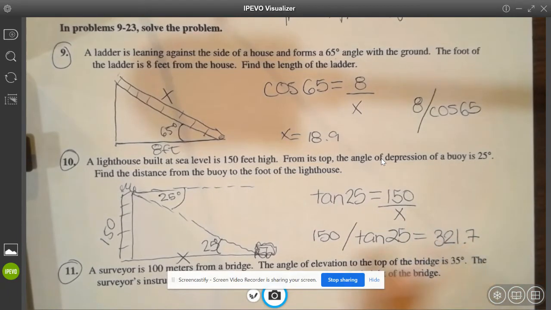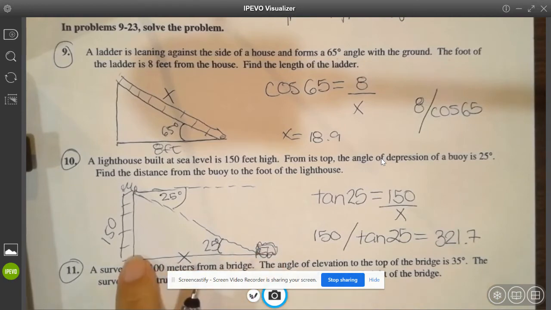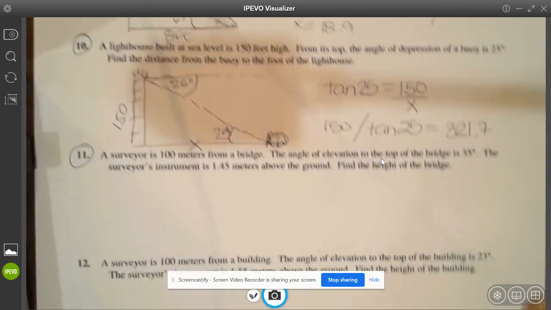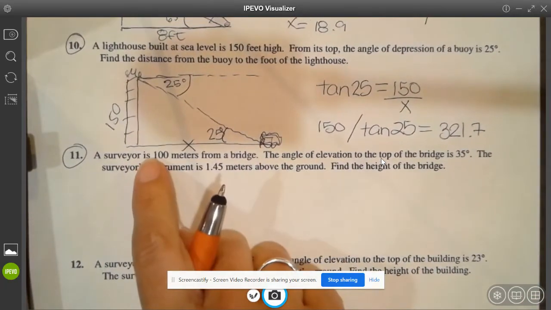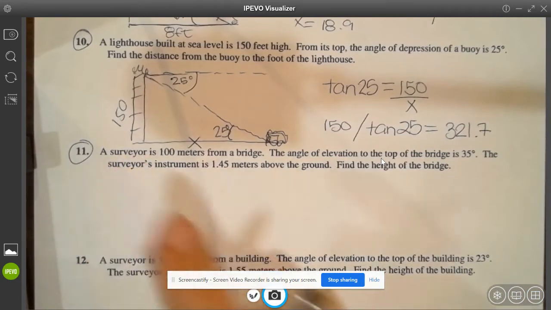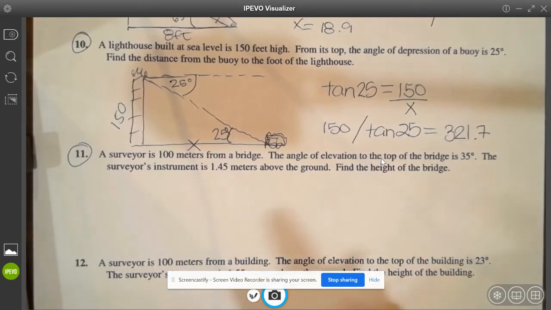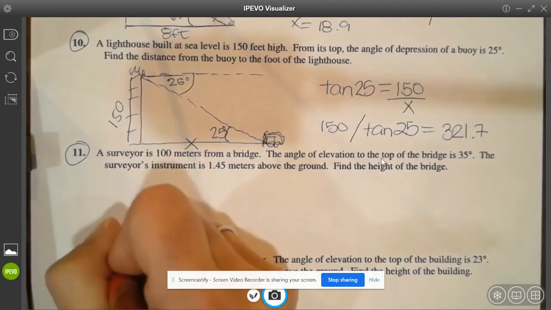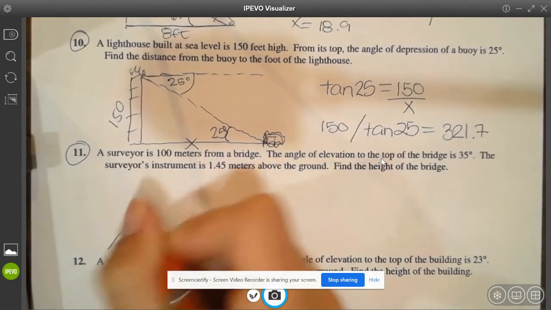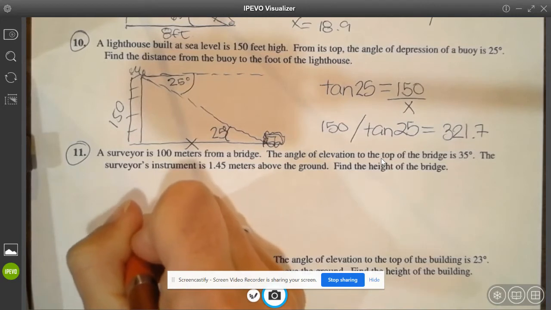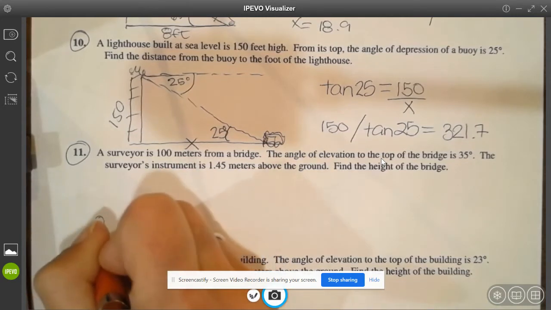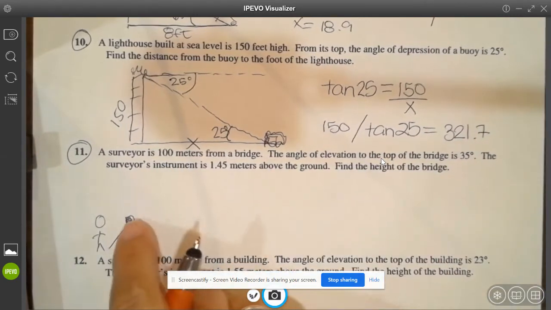That's how far the buoy is from the lighthouse. Okay, all right, so let's check this one out. Surveyor. That's like those you see on the, I didn't even know how it's called, but I Googled it. It's like when they're surveying the land, a little tripod and a little camera. And there's a person here taking pictures or distances.